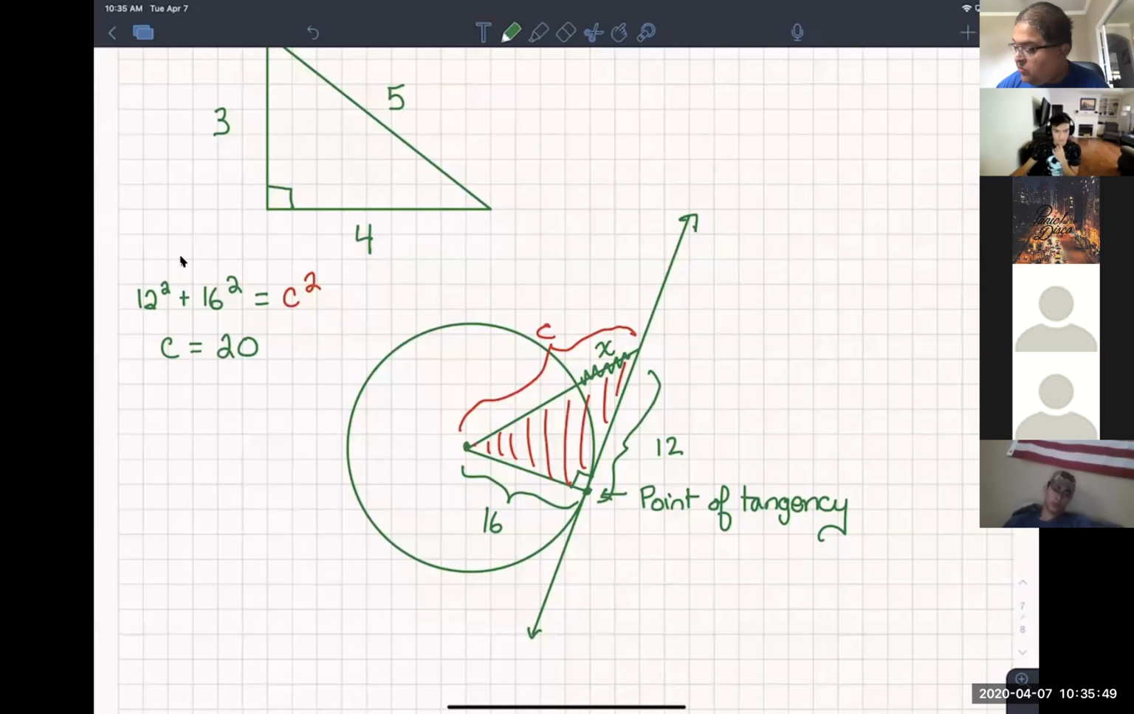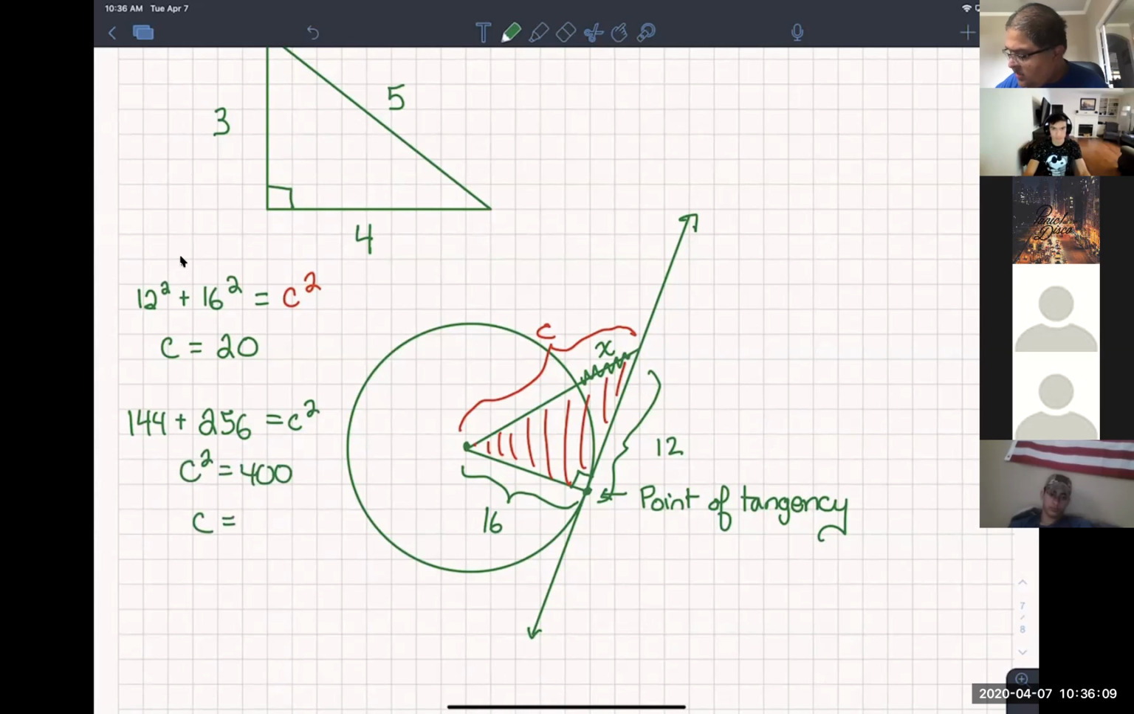Okay, 12 squared is 144. 16 squared is, I think, 216? 256. 256. So that gives me c squared is 400. So c is 20. That means this whole thing is 20.